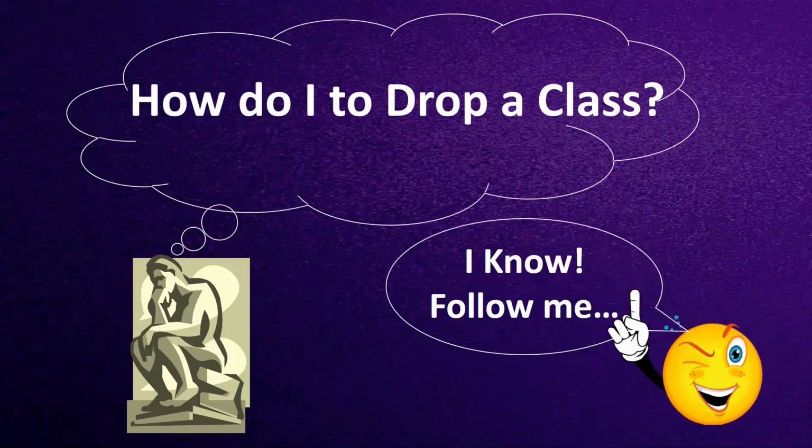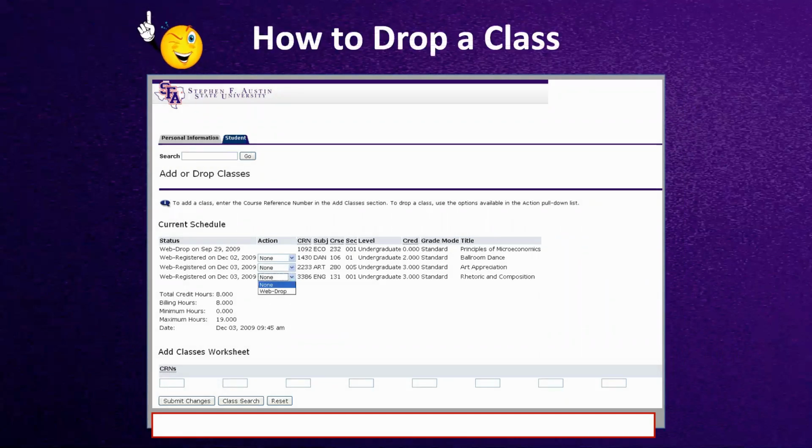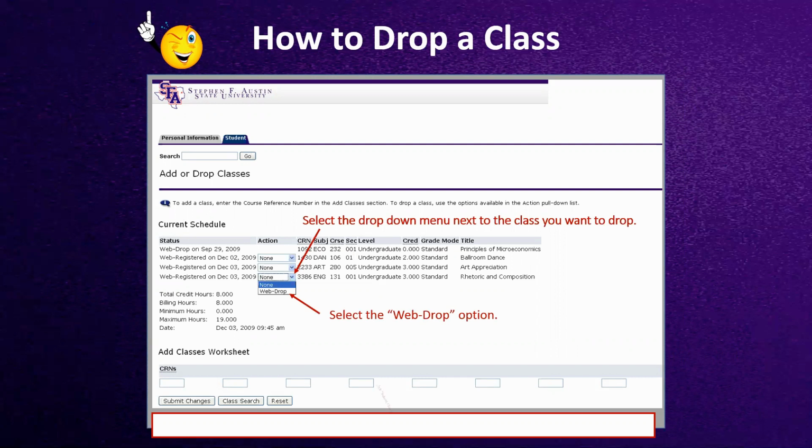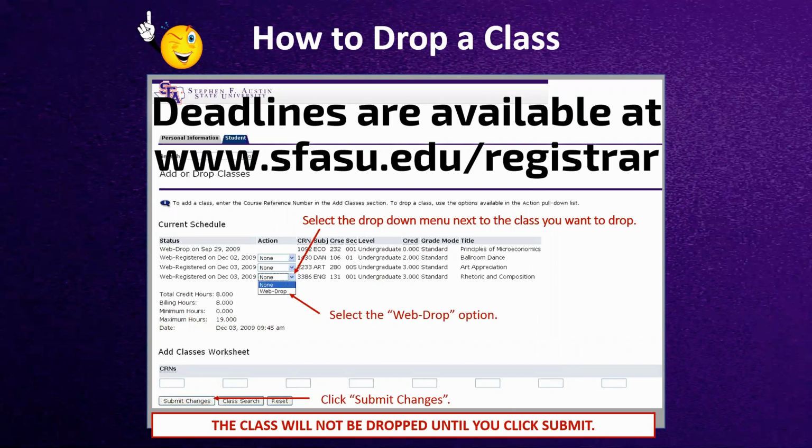How do you drop a class? Now I'll show you. To drop a course, you will follow the previous explained instruction to access the Add Drop menu. Select the drop-down menu next to the class you want to drop. Select the Web Drop option. You must then click Submit Changes to complete the drop process. Be sure you are aware of required dates and deadlines to complete this process online.